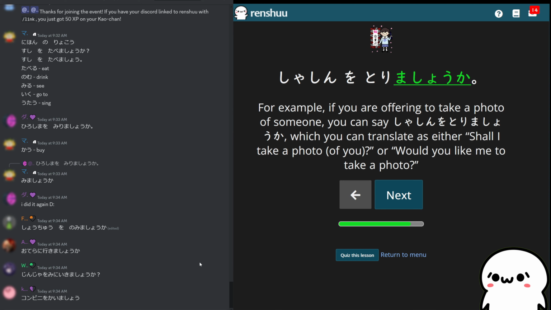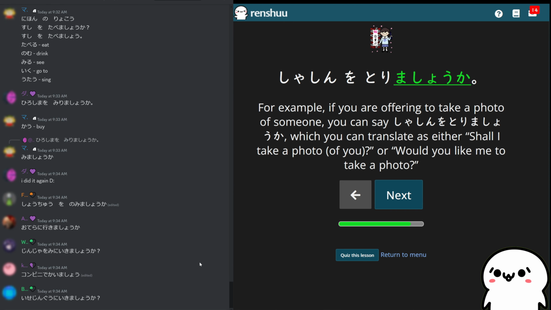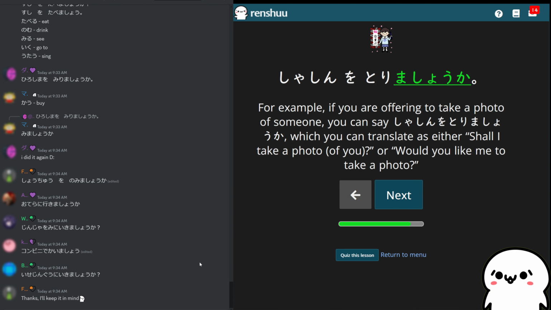I'm definitely not drinking shochu. I've had it before. It was not delicious at all. I know people that like shochu, which is a very hard liquor in Japan, but it wasn't for me. Someone else is saying, hey, would you like to go to the temple or the shrine?